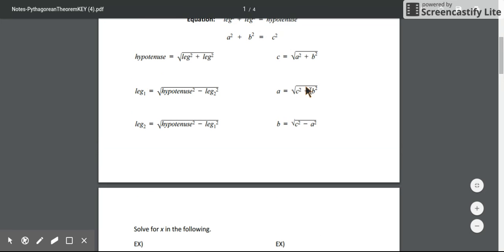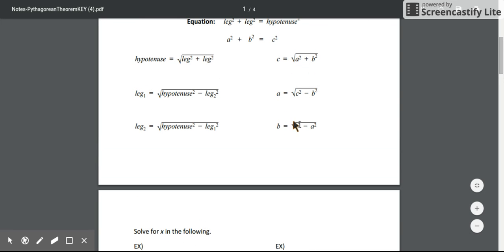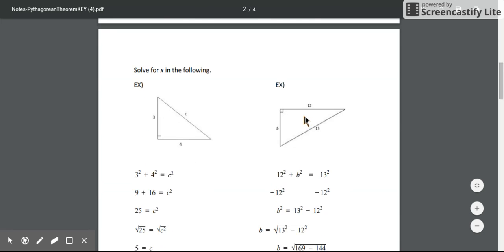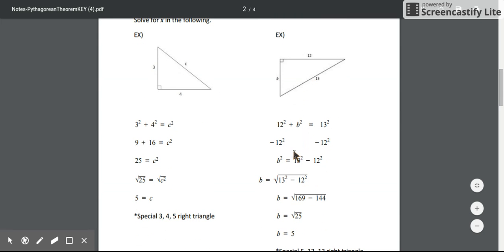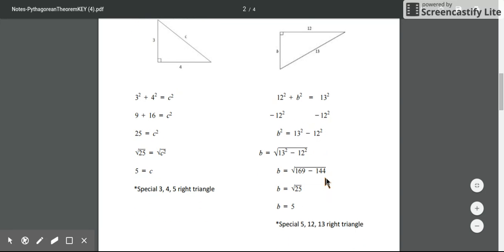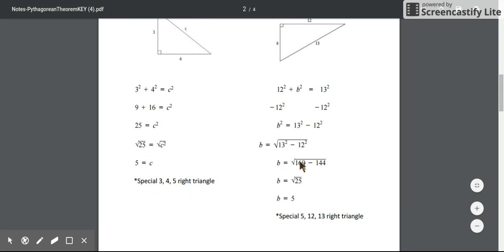So the more you get familiar with using the Pythagorean theorem, maybe the more comfortable you are with just jumping straight to one of those equations rather than having to set it up first and then moving. So we can actually skip these previous steps and hopefully just start right here. So now we can simplify. 13 squared is 169. 12 squared is 144. 169 minus 144 is 25. And the square root of 25 is 5.